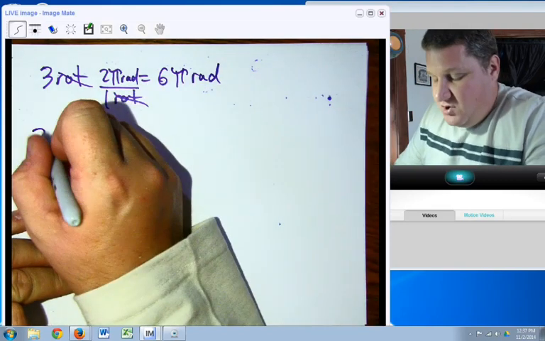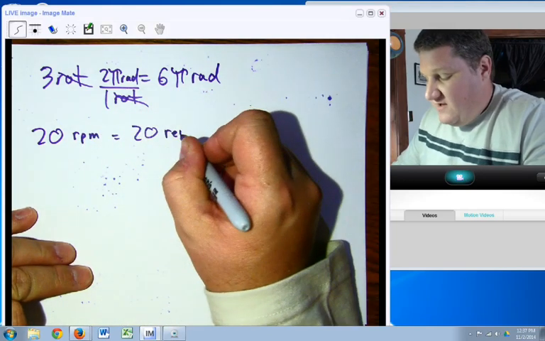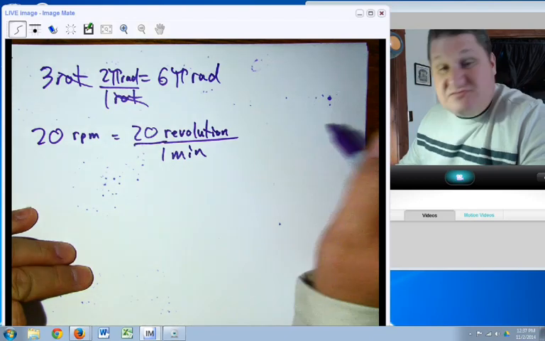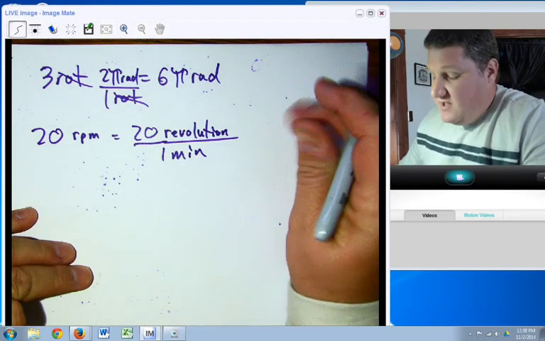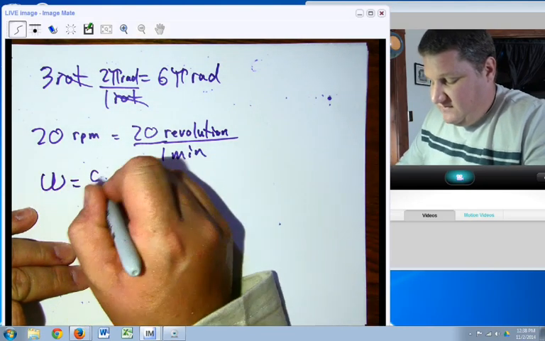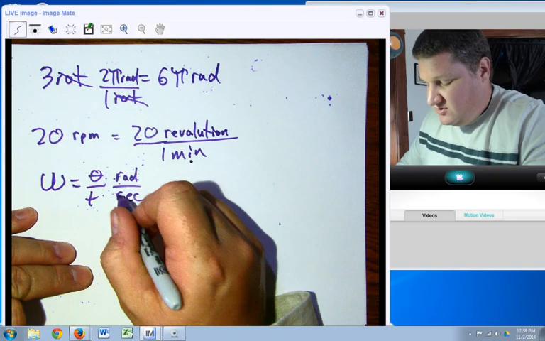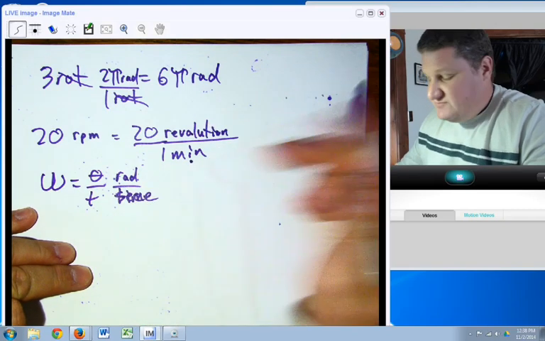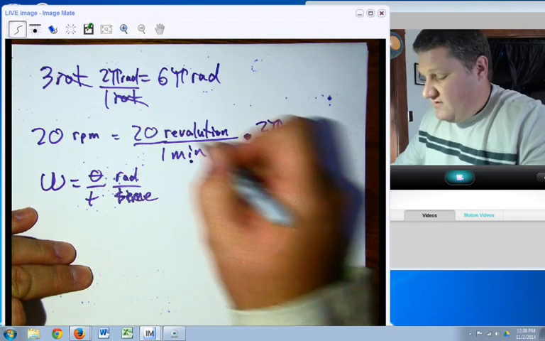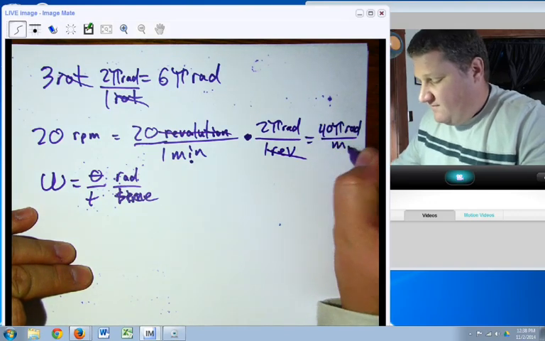What if they give you 20 RPM? Okay, well 20 RPM is really 20 revolutions per 1 minute. Well, okay, fine. I can change revolutions per minute into angular velocity, but remember, angular velocity is theta over t. It's radians over seconds, so we can't have revolutions per minute. So what we do is we simply take this and say 2 pi radians for 1 revolution. The revolutions cancel out, and you're left with 40 pi radians per minute, which is omega.